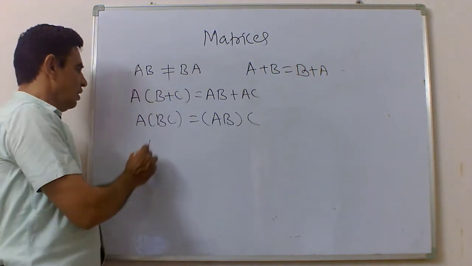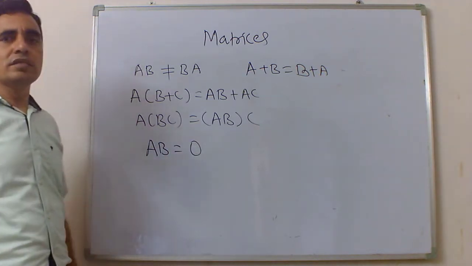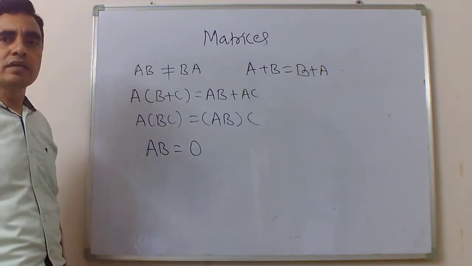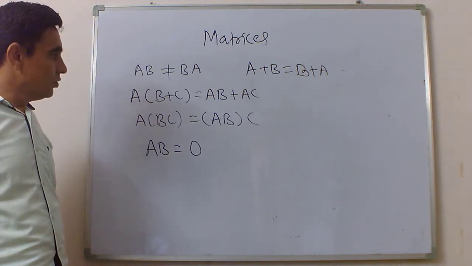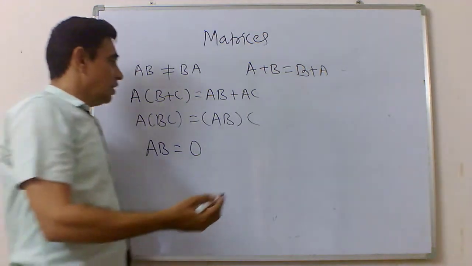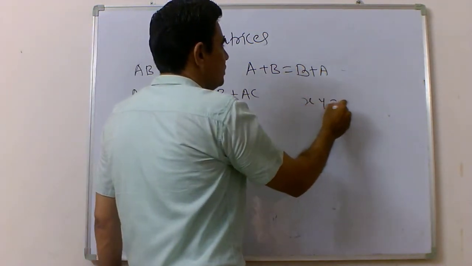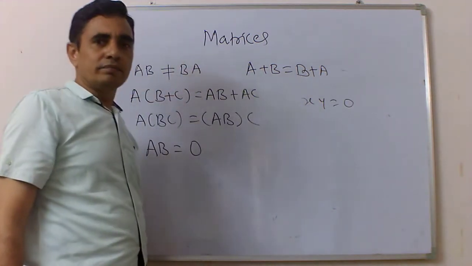Now A into B, where A and B are two matrices such that the product matrix AB is equal to 0. So whenever the product matrix AB is equal to 0, there are many cases. We know x into y is equal to 0, where x and y are scalars.